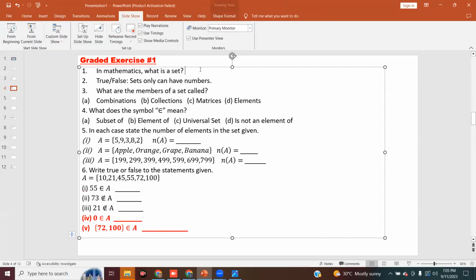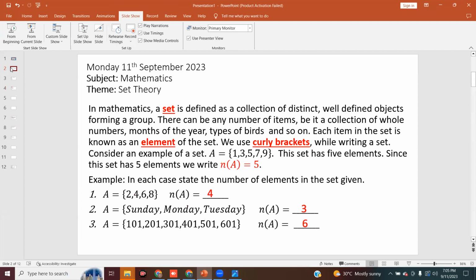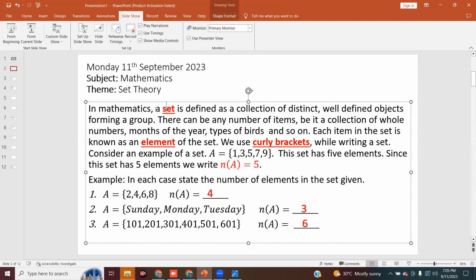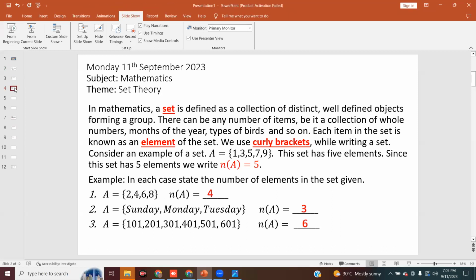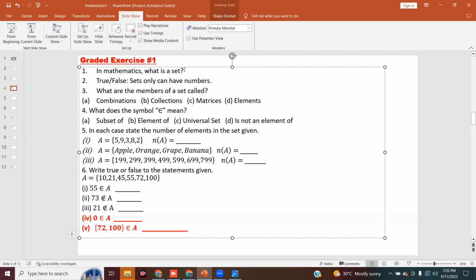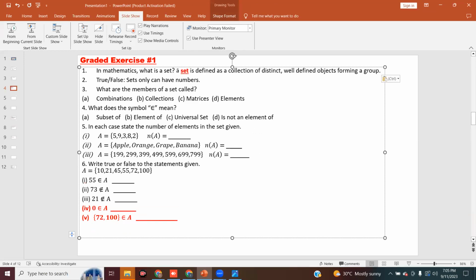So a set, it's right in your notes, so you don't have to be deep about it. A set is defined as a collection of distinct objects forming a group. All right, so let's write that down. That's what a set is.